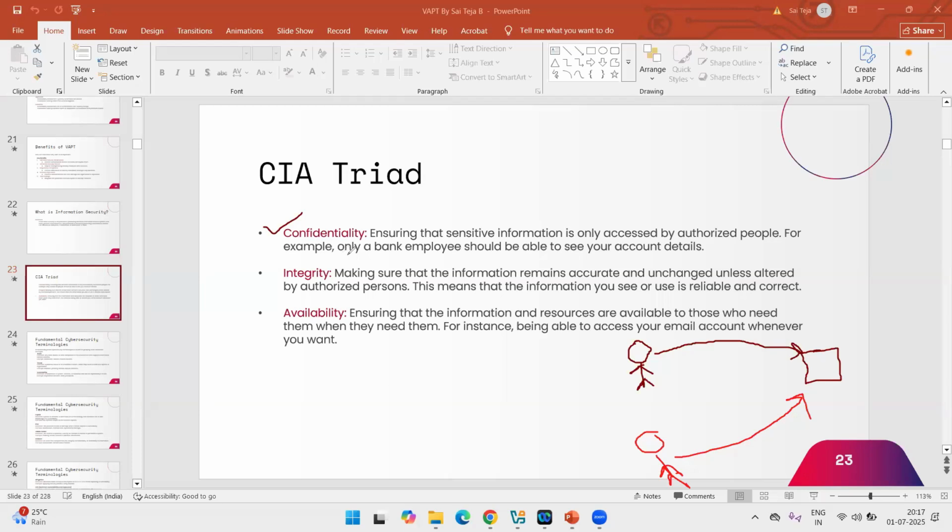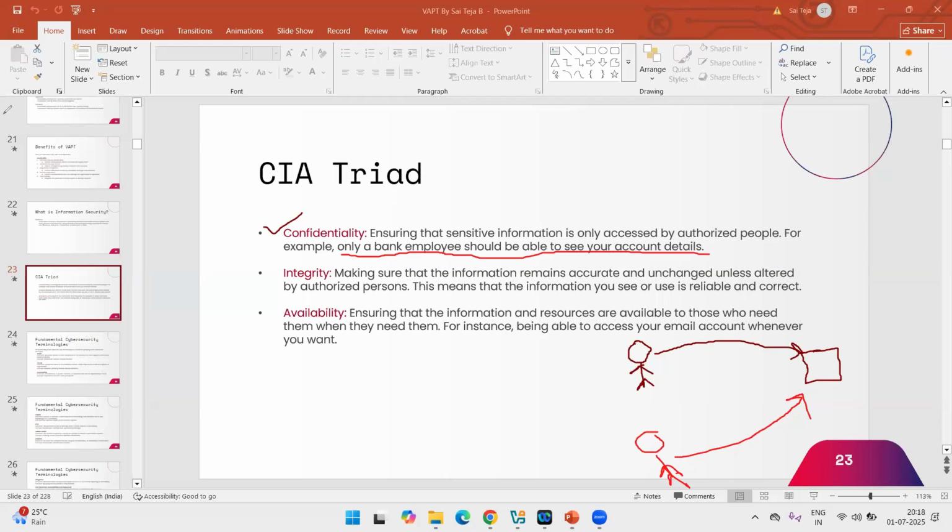So here you have another example. Only bank employees should be able to see your bank details. This is how we make sure of that by implementing the authentication and authorization checks. We give the access to the right people, and when someone is trying to access resources which are not permitted, the request should be denied. That's what confidentiality is.